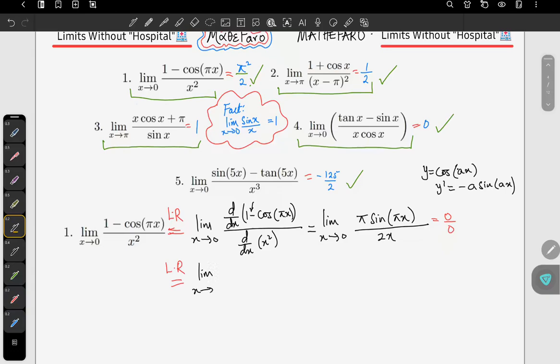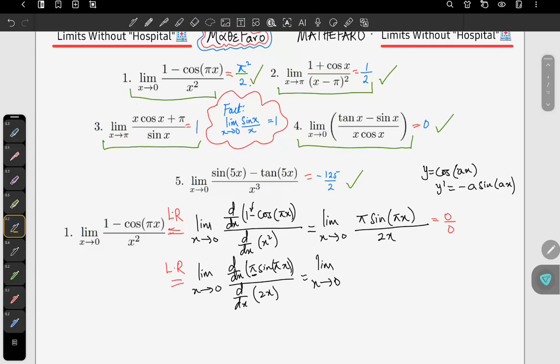This is equal to the limit as x goes to 0 of the derivative of pi sine pi x over the derivative of 2x. So this is equal to the limit. You can see I have never forgotten to drag along the limit expression. Until I make substitutions, I cannot drop them. So limit as x approaches 0 of, the derivative of sine pi x, just like we did for cos ax, is going to be pi cos pi x.